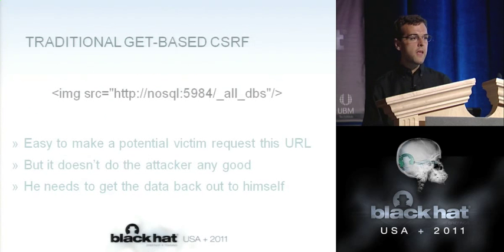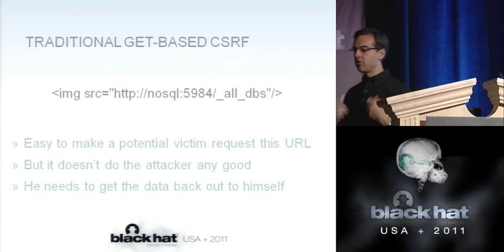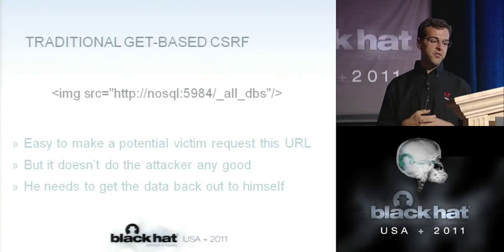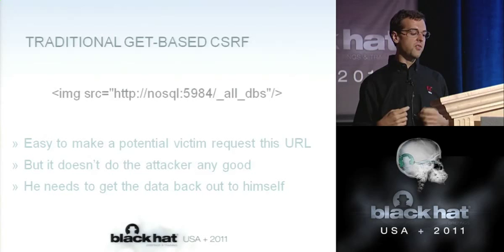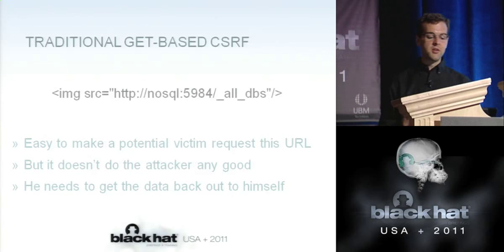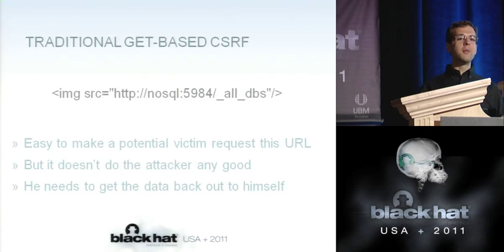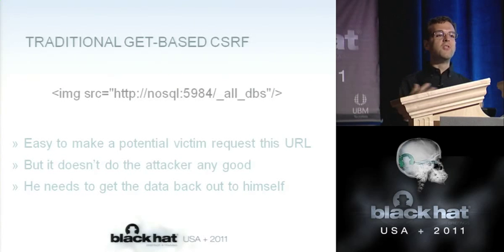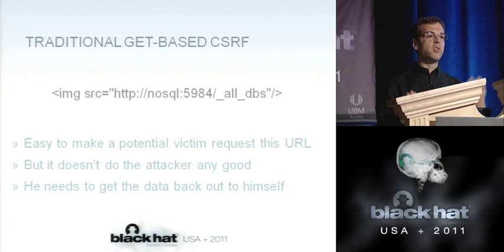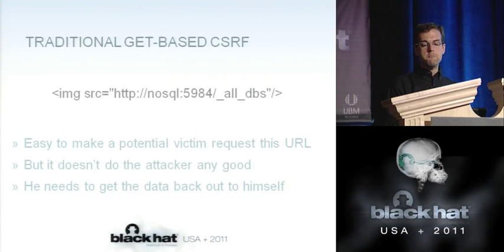So how could we do this? The traditional way of performing a get-based CSRF is through image source tags. So I'm going to create an image tag, and the source is NoSQL 5984 all DBs. I will package this up in an email and hope you open it, or I will put it on my own page and lure you to visit it somehow through some kind of social engineering attack. And then when you do that, you'll go make the request.